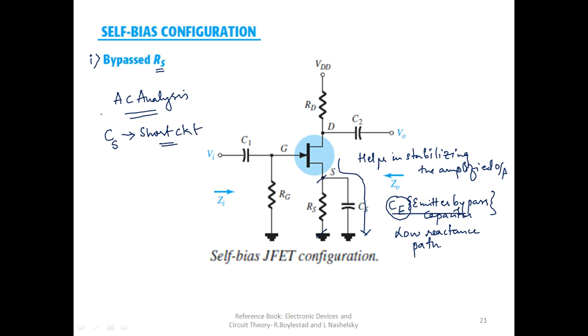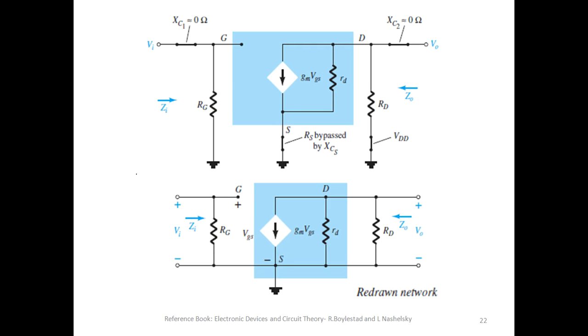Okay, short circuit. Please understand, we are bypassing RS. RS is the source resistance, and it is bypassed. Since it is bypassed, we'll have to consider CS, but for AC analysis the capacitor CS is replaced by a short circuit. So let us look at how the circuit appears.